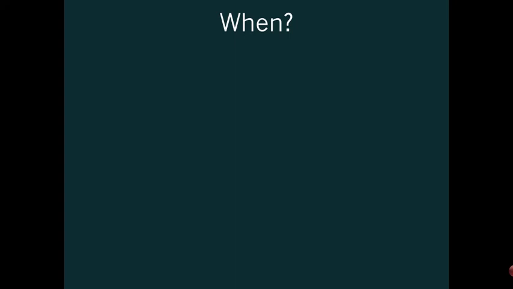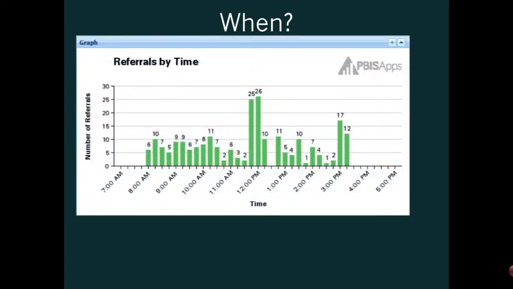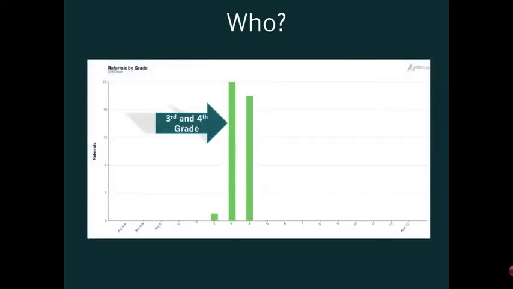When we look at the when, we can look across the time of the whole entire school day. There's times where we see it's pretty consistent throughout the day. That's also useful information. However, when we look closely at this one, we really do see peaks right around the time frame from 11:45 to noon. Who is displaying these behaviors? We see primarily the 3rd and 4th graders.